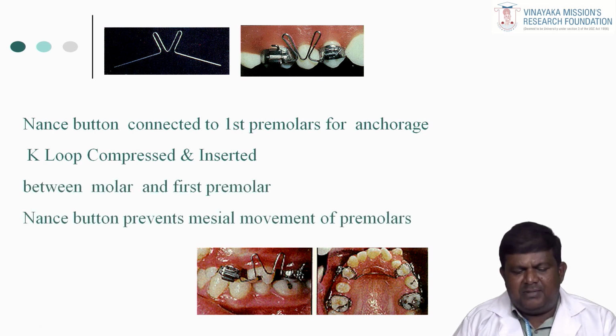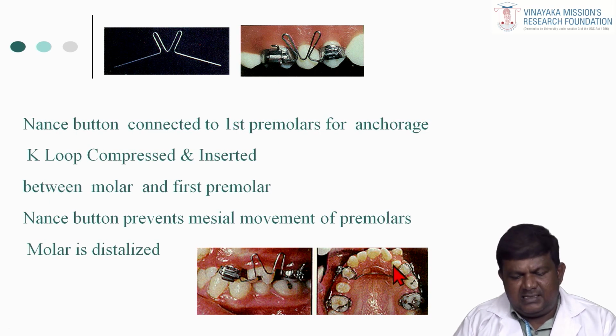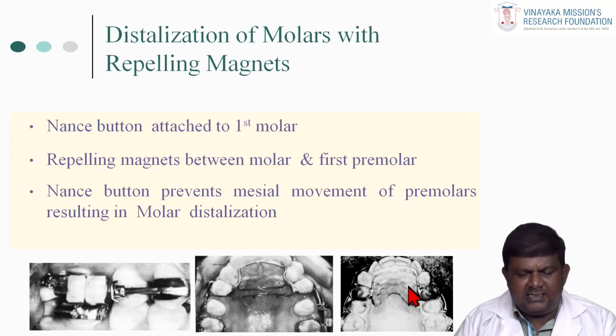So the Nance palatal button prevents the mesial movement of the premolars. Then the molar is distalized. This is the Nance palatal button. This prevents the mesial movement of the premolars. Then anchorage is obtained, and the molars on both sides are distalized.